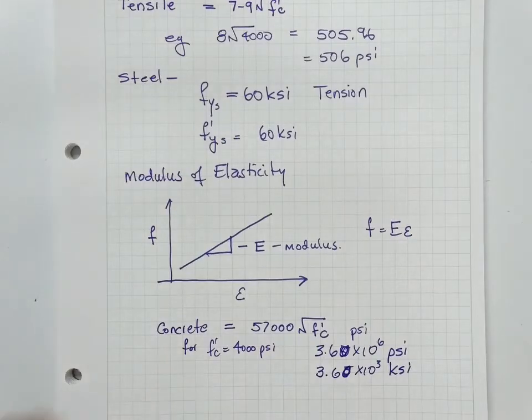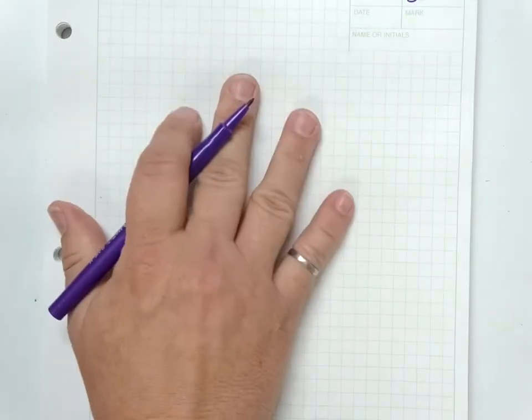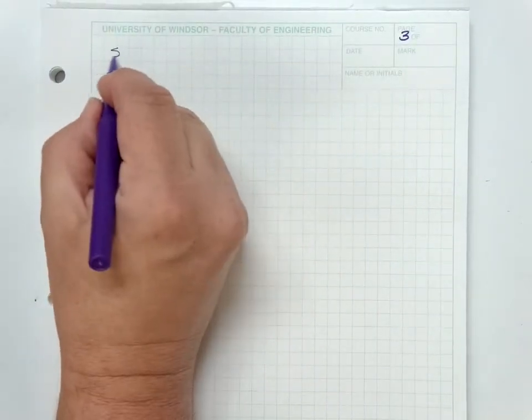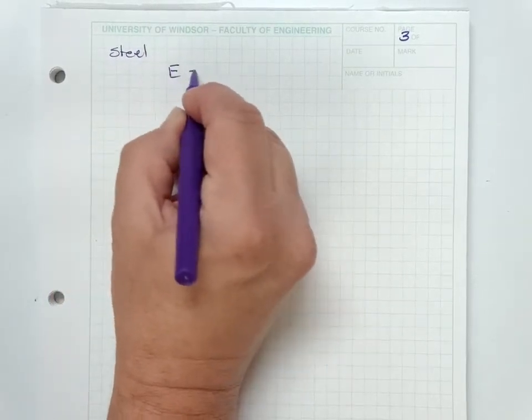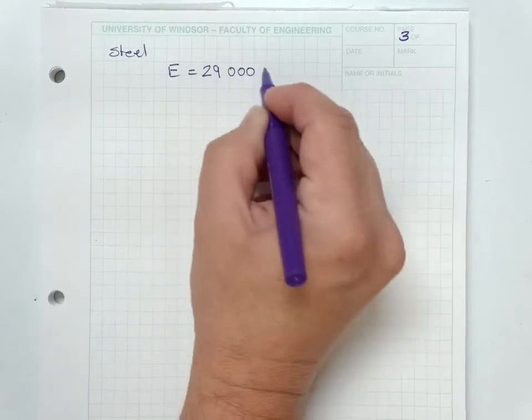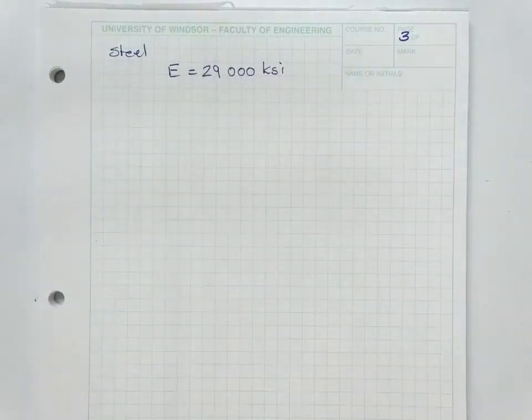How about steel? Right. Steel has an elastic modulus for our purpose of 29,000 kips per square inch. Not 3,600 like concrete. So the modulus of elasticity is much larger, an order of magnitude larger for steel than for concrete. And that will make a difference as we're going along.